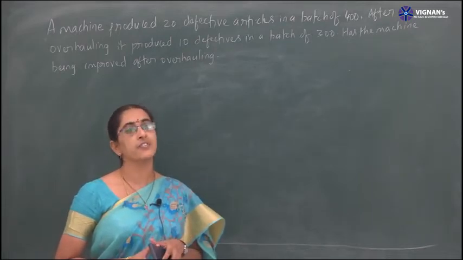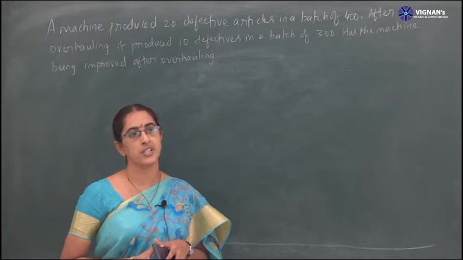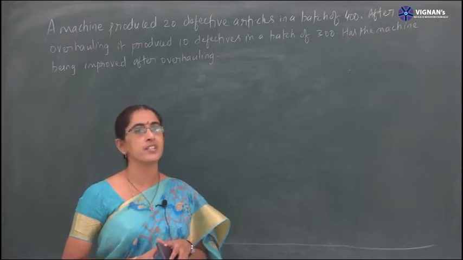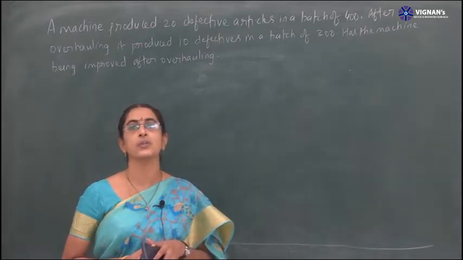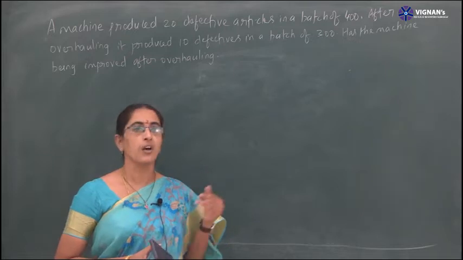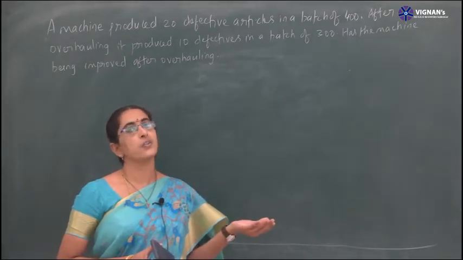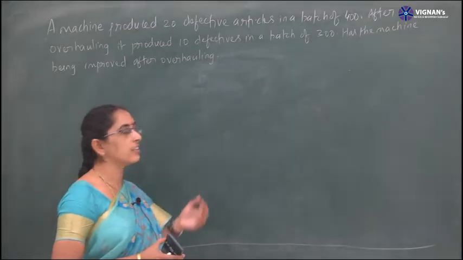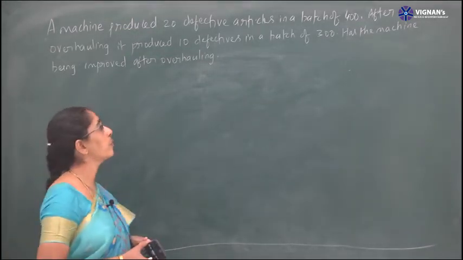Then to test the difference between the two population proportions, we know that the null hypothesis is capital P1 equal to capital P2. Again, the alternative hypothesis depends on the given problem. Now let us see the problem on this.